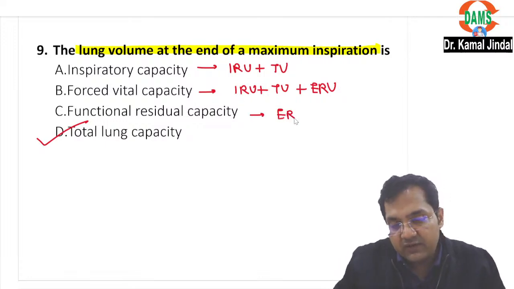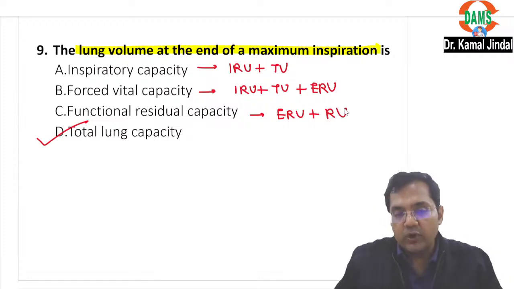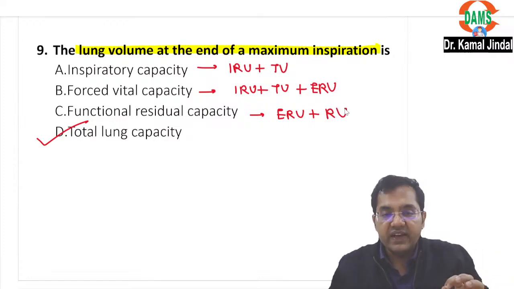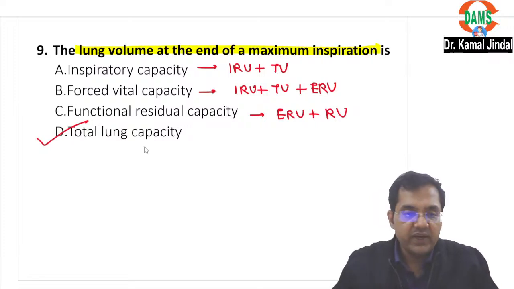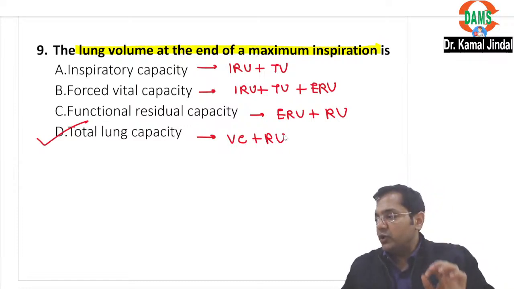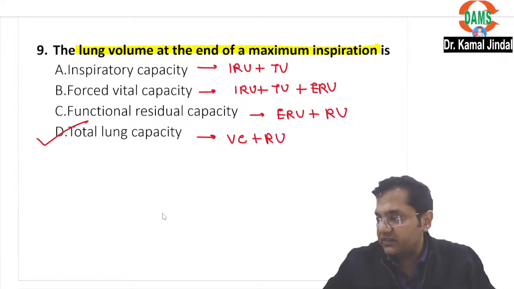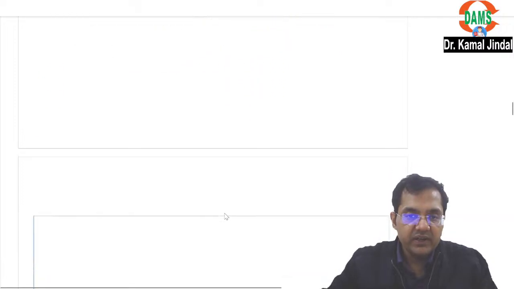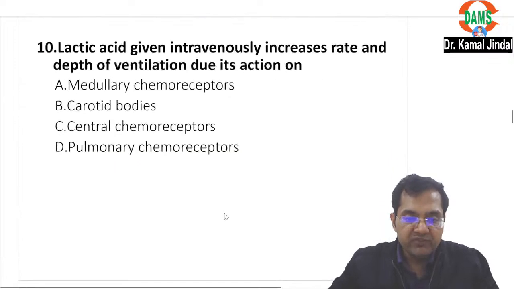FRC, ERV plus RV. Volume of the air present in the lungs at the end of normal expiration, right? And TLC is vital capacity plus RV, maximum volume of air in the lungs at the end of maximum inspiration, right? Or volume of air in the lungs at the end of maximum inspiration.